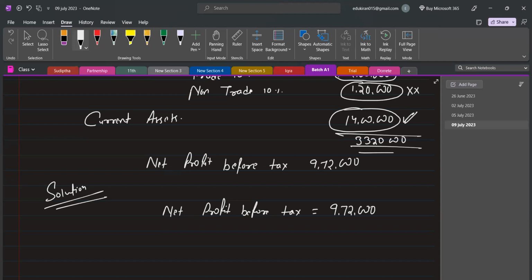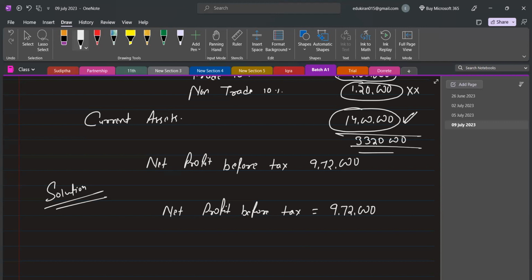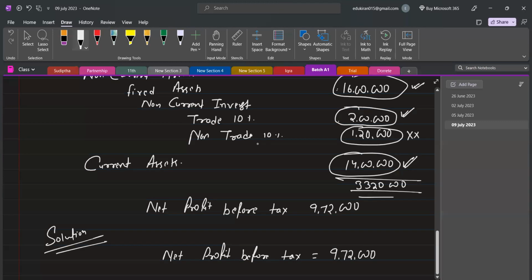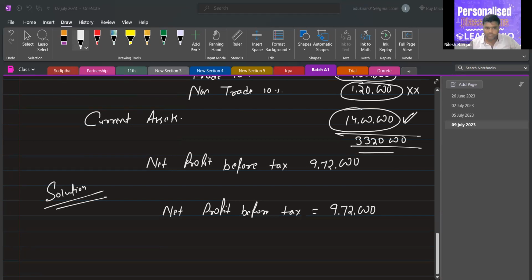Added or deducted? What do we have to do here first? So we'll have to add interest. The interest on non-trade investment? No, sir. Okay, then interest on this long-term borrowing, this 16 lakh into 15%. This is our long-term borrowing.